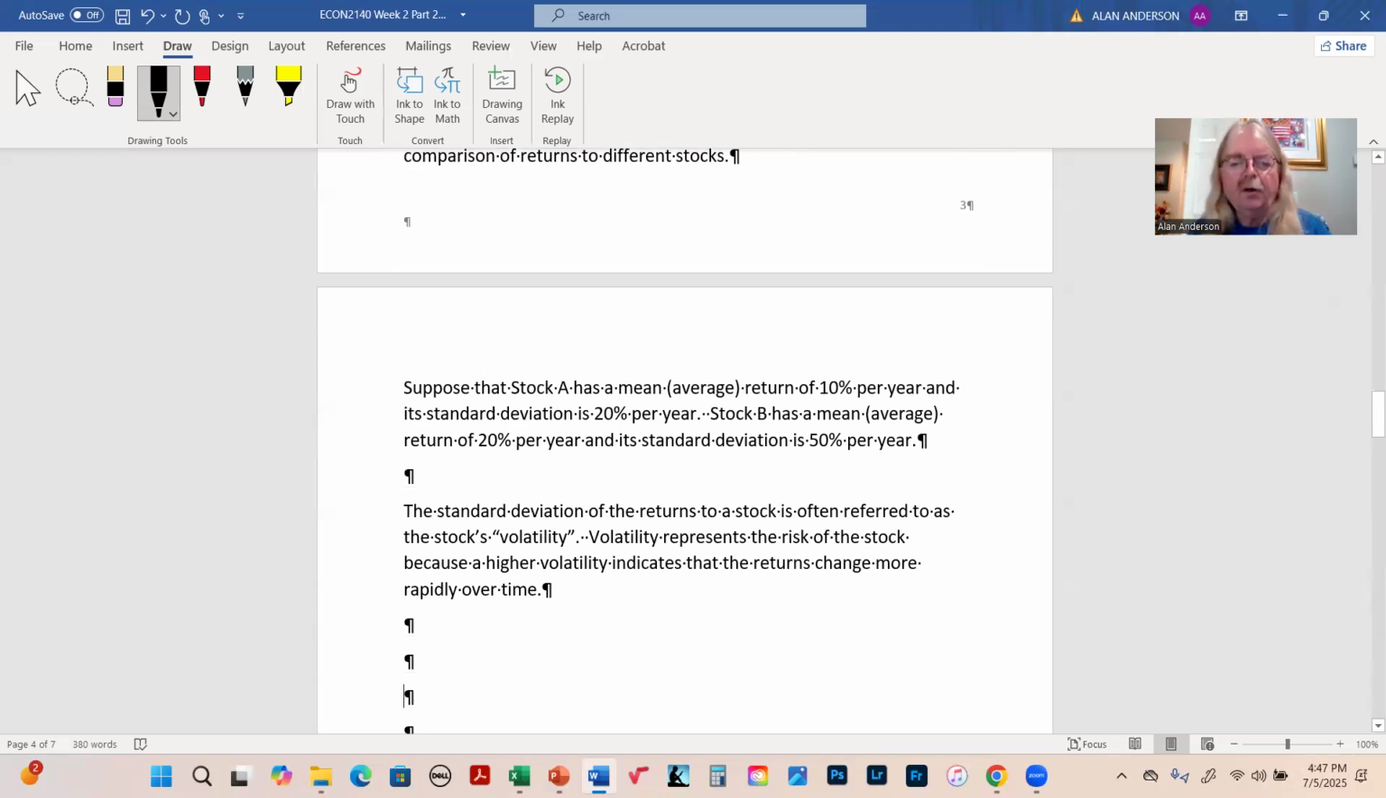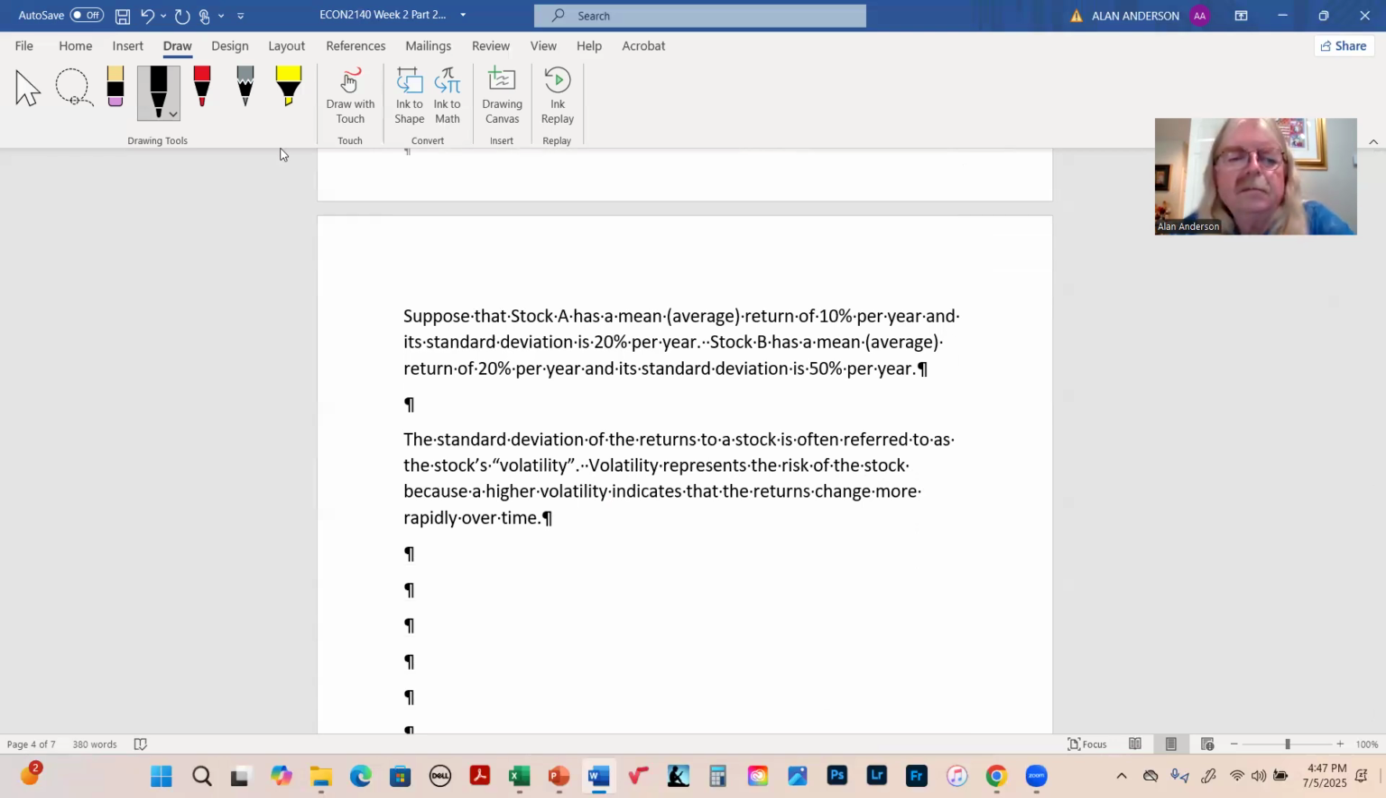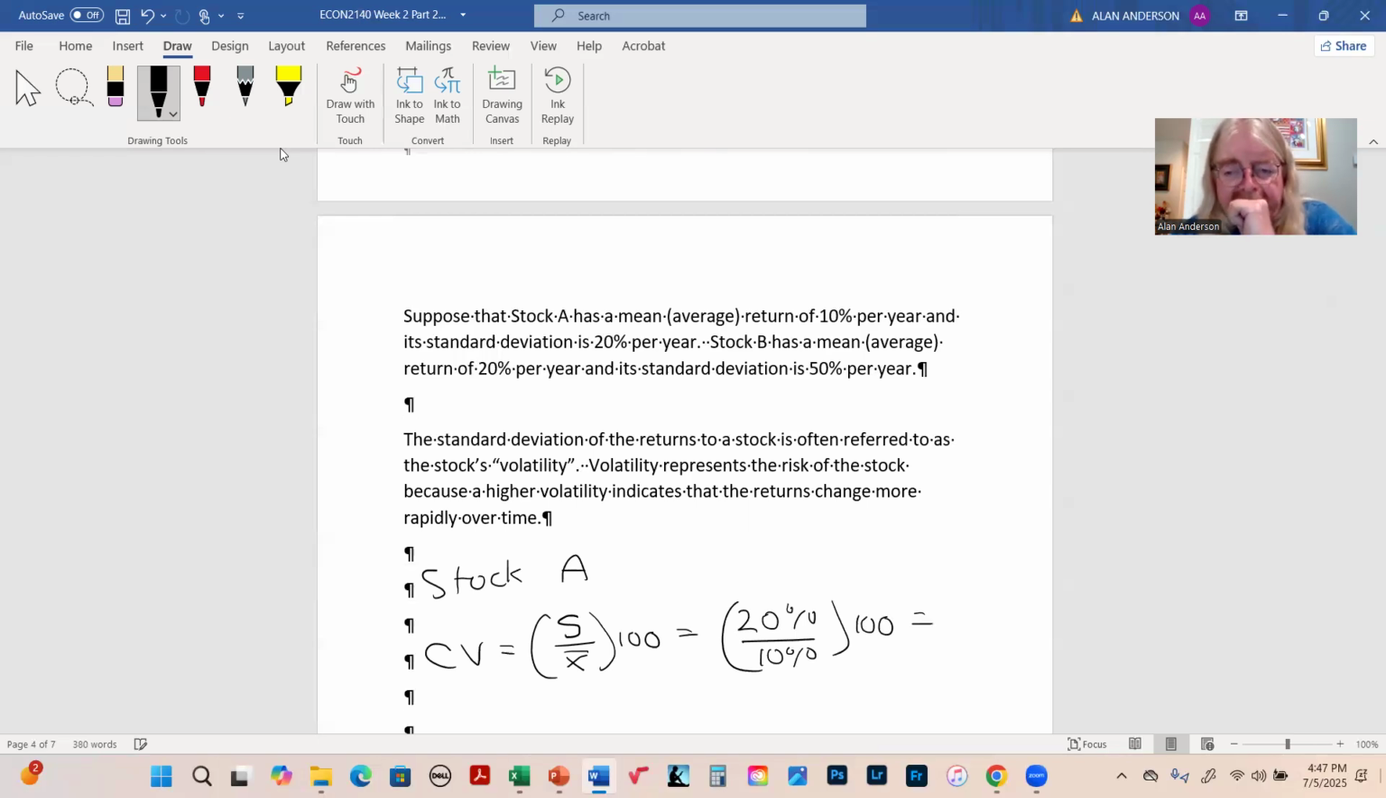So in this case, the coefficients of variation for the two are, for A, and by the way, we're assuming this is sample data, so your standard deviation is 20. The mean return is 10. Multiply this by 100, and you get 200%.